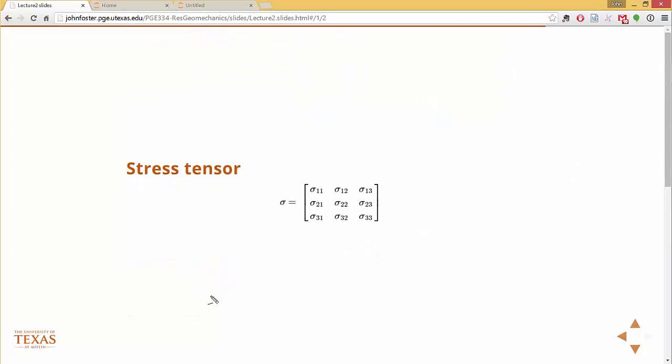So I wrote it as S. A lot of times, and S is probably more common in petroleum engineering and the geomechanics literature, but overall in mechanics, you'll often see stress used as sigma. Okay, it's probably what you saw if you took engineering mechanics, right?